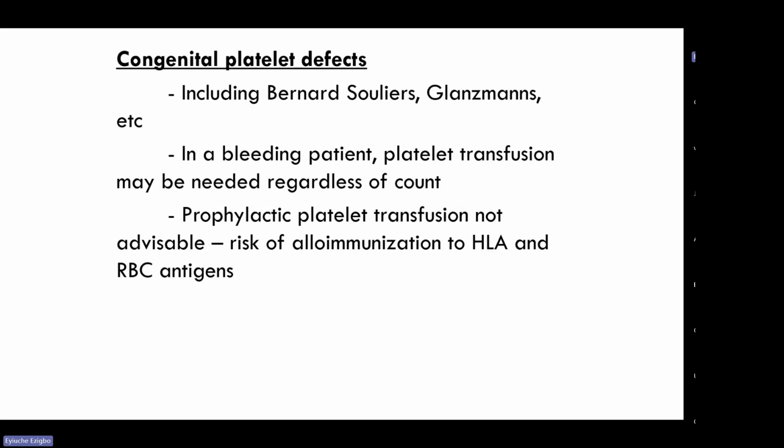In situations where we also have congenital platelet defects, including Bernard-Soulier syndrome and Glanzmann's disease, in a bleeding patient, platelet transfusion may be needed regardless of the count because the patient is lacking functional platelets. Prophylactic platelet transfusion is not advisable because of risk of alloimmunization to HLA and RBC antigens. So in some of these clinical situations or scenarios, we are cautious about platelet transfusion.